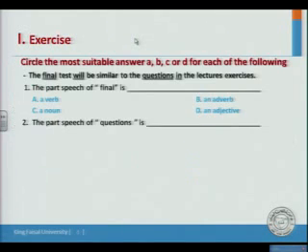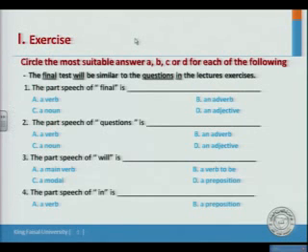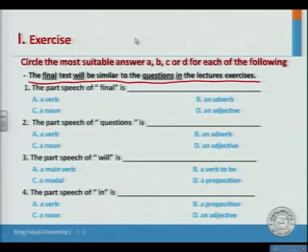So, let's say, for the first four questions here, you see, this is the sentence: The final test will be similar to the questions in the lecture exercise. Yes, in this sentence we have underlined maybe 4 words. This is final, this is will, this is questions, this is in. So 4 underlined words followed by 4 questions.